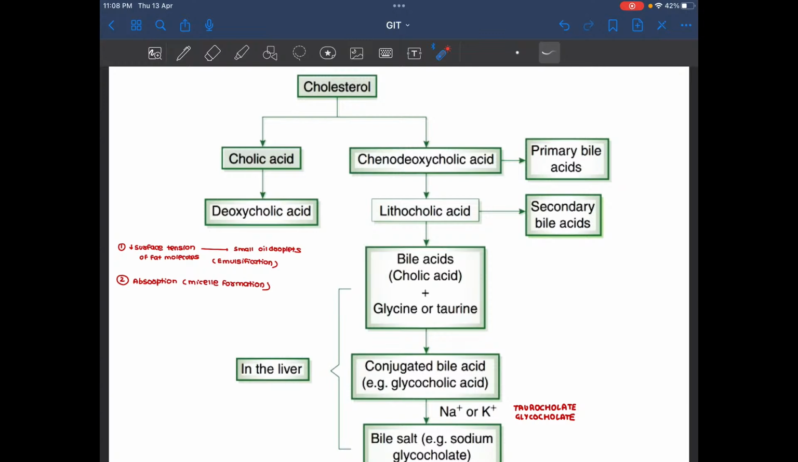So we've already discussed the primary bile acids and the secondary bile acids. So what is the function of this bile that we need to discuss? Firstly, it's going to decrease the surface tension of the fat molecules. Once the surface tension decreases, the fat, which was a large droplet, is going to break down into smaller oil droplets. Okay? That's known as emulsification.